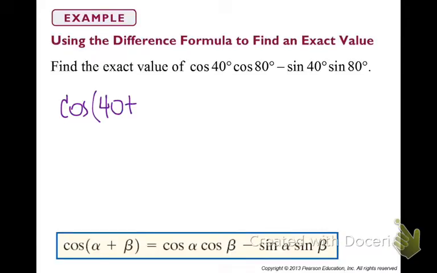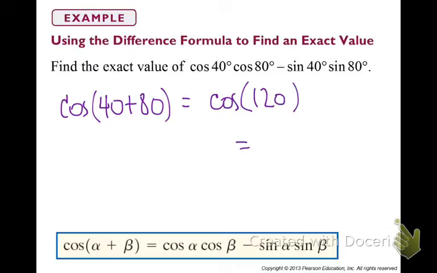Hold on. 80, and then hold on. Add those together. 40 plus 80 is 120. Go to your unit circle, and that is a negative 1/2. And that's it. That's all that one is.